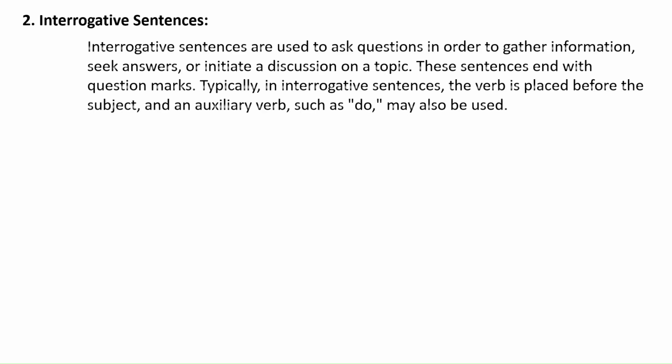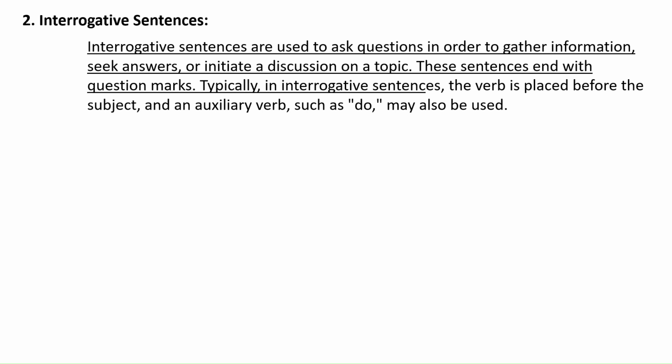Interrogative sentences are used to ask questions in order to gather information, seek answers, or to initiate a discussion on a topic. These sentences end with question marks. In interrogative sentences, the verb is placed before the subject, and an auxiliary verb such as do may also be used.